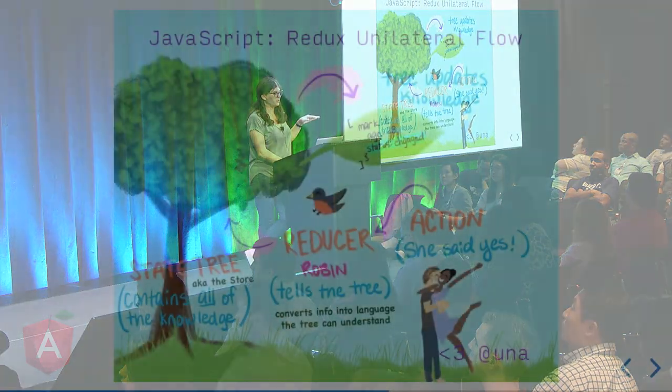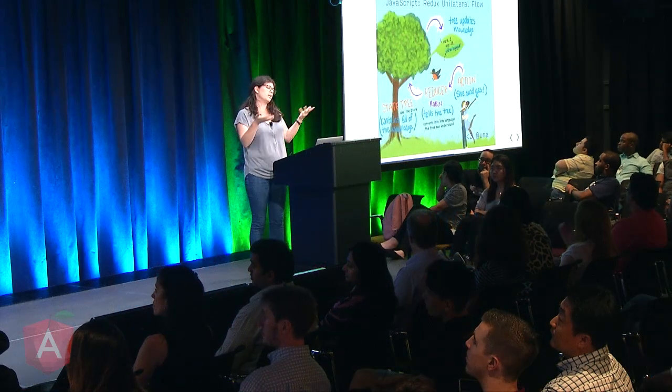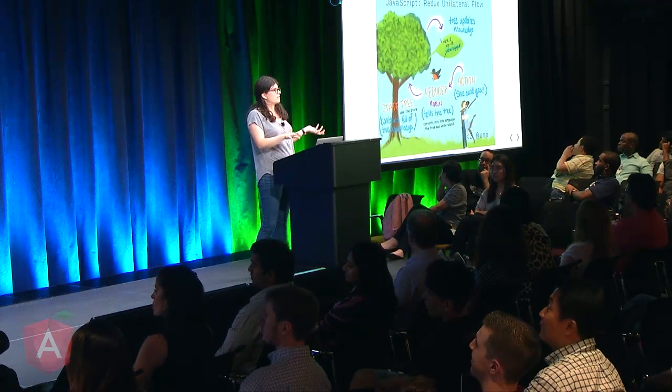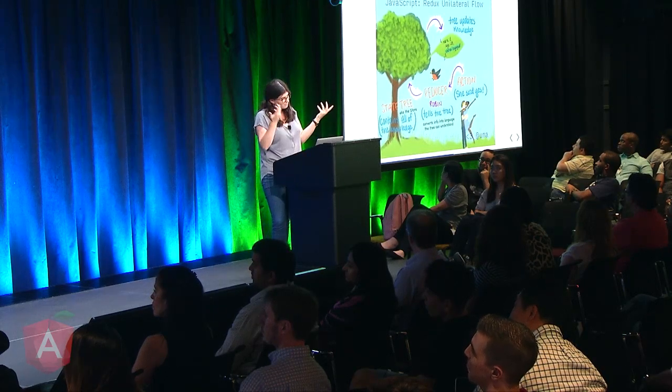So to go back to this lovely unilateral flow, this excellent image comes from Unicravitz. As you can see, it tells the story of some man named Mark who's proposing, and this woman says yes. So that sends an action to the reducer, aka the Robin, who then tells the tree, and the tree updates the overall knowledge of this couple's engagement. So now we know that they're engaged. Congratulations.